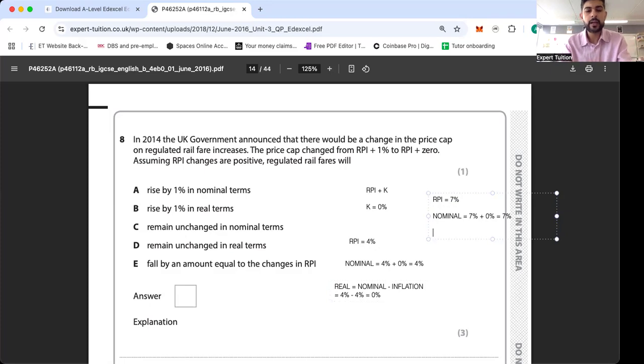It can't be C. So let's now plug it into the formula for real. Nominal minus inflation. In nominal terms, I just worked out that it went up by 7%, minus inflation, which is RPI. What is the RPI in my example? 7% again. 7 minus 7 gives me 0. Notice that in both my examples, when RPI was 4 and when RPI was 7, it went up in nominal terms by whatever inflation was, but in real terms, when I plugged it in, I kept getting 0. The answer then is option D. Remain unchanged in real terms.